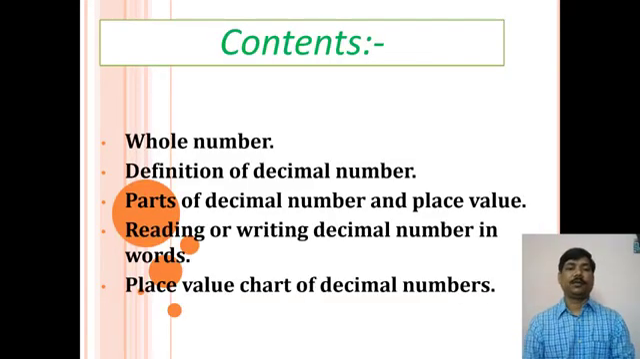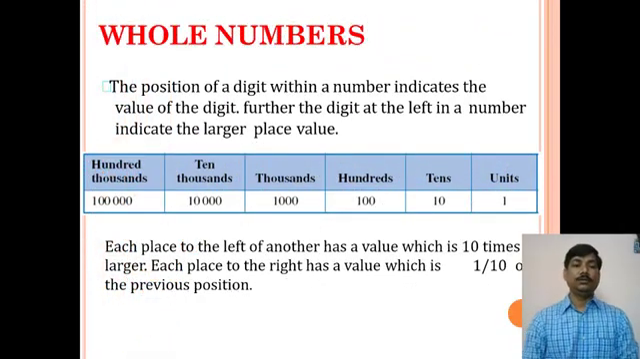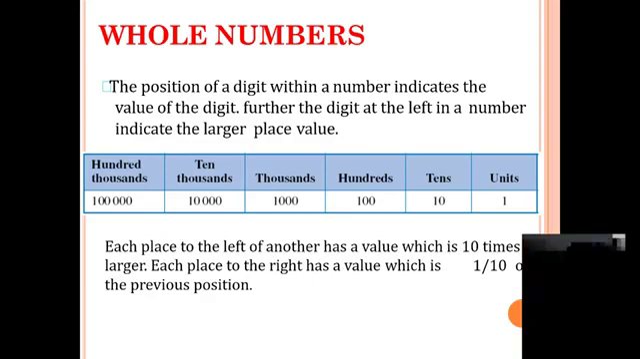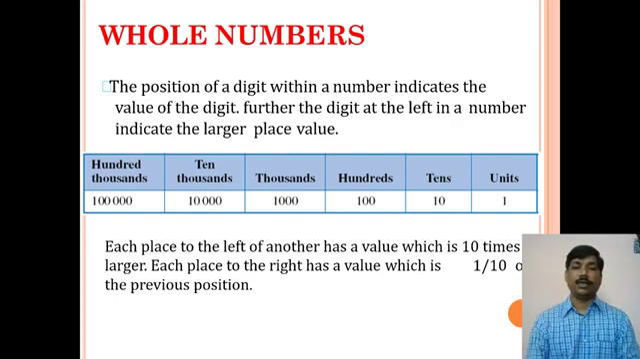Whole numbers, definition of decimal number, parts of decimal number and place value of the digits, reading or writing decimal numbers in words, and the place value chart of decimal numbers. In whole numbers, the position of digits within a number indicates the value of the digit. Further, a digit at the left in a number indicates a larger place value.